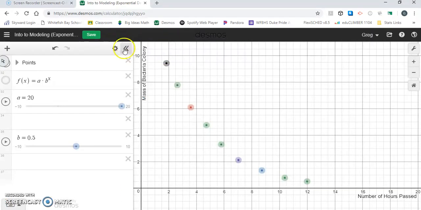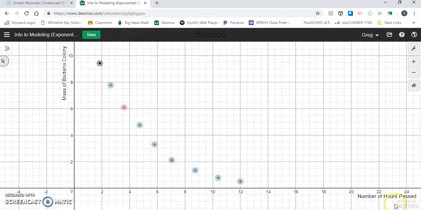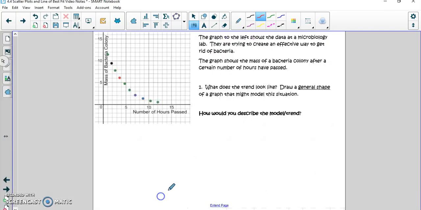What we can see on this graph is the number of hours that have passed versus the amount of bacteria in a colony. What they're asking us to do is: what does the general trend look like? First of all, if I try to connect the dots, it kind of just looks like that, right? It doesn't look like a line. It doesn't follow that pattern of a line. If I just started connecting those dots one after another, it would look like that.